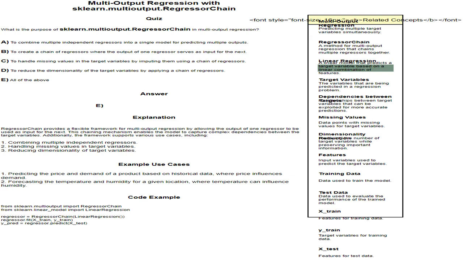Linear regression: a linear model that predicts a target variable based on a linear combination of features. For example, predicting the price of a house based on its size, location, and number of bedrooms.